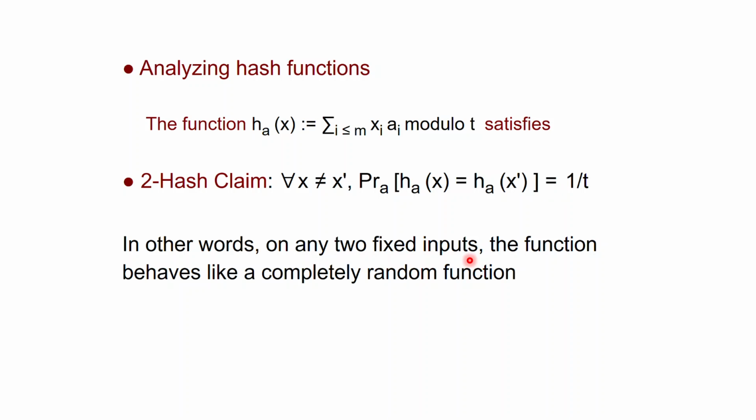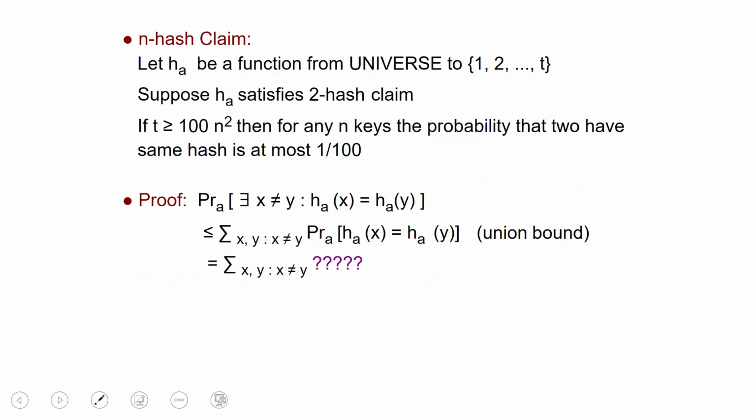Okay, so for now we are going to take this 2-hash claim as a given, and we are going to see how you can analyze the behavior on n keys as opposed to 2 keys. If you have n keys, then you need some kind of n-hash claim. So suppose that h is a hash function that maps the universe to the integers from 1 to t, and suppose that h satisfies the 2-hash claim.